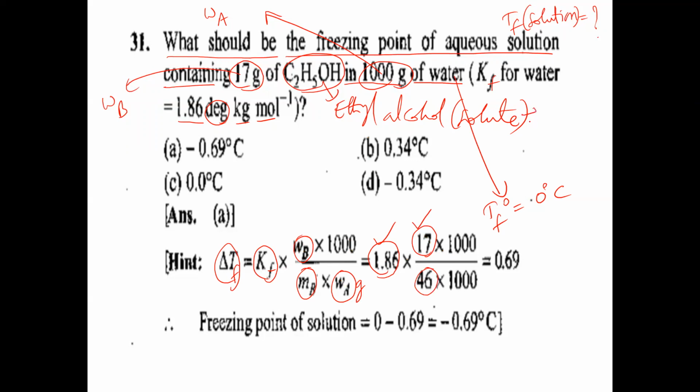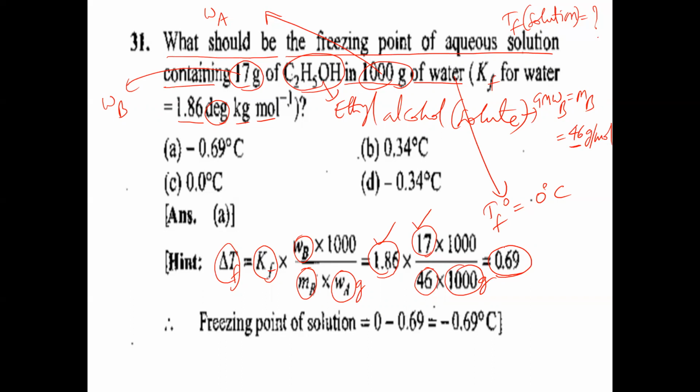By molecular weight of solute, how much? Ethyl alcohol is the solute. The gram molecular weight of solute is equal to what? MB is equal to 46 grams per mole. It is the gram molecular weight of solute. And how many grams of solvent are given? 1000 grams of solvent. So weight of solute by gram molecular weight of solute into 1000 by weight of solvent in grams is equal to 0.69. Okay, 0.69.